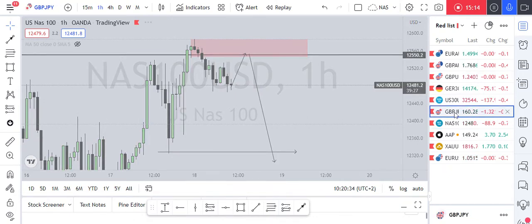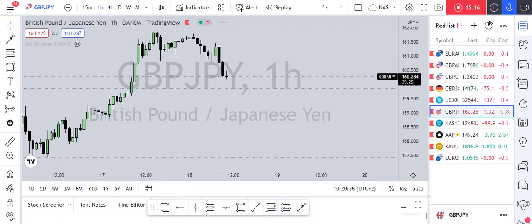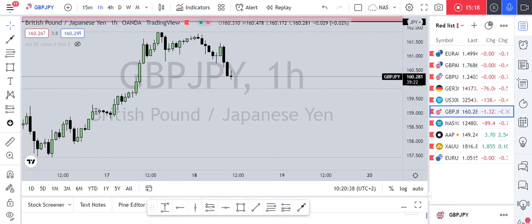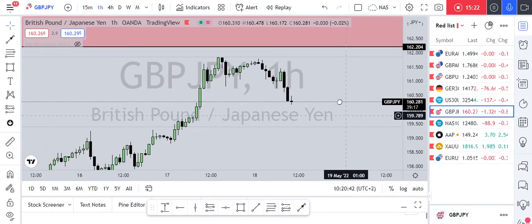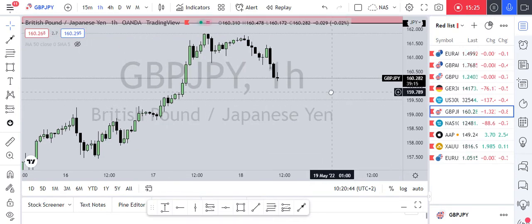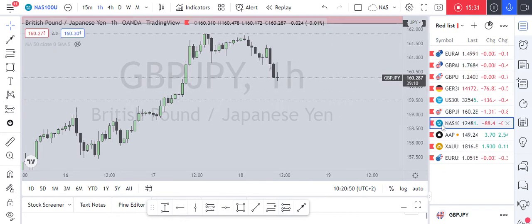GJ, still not even gonna lie to you, GJ, I'm not even sure. I might not even enter GJ because it's still not giving me what I want. It is bearish, but it's not giving me an entry of that bearish trend, and I'm not just gonna enter anywhere. So yeah, that's Nasdaq and GJ.